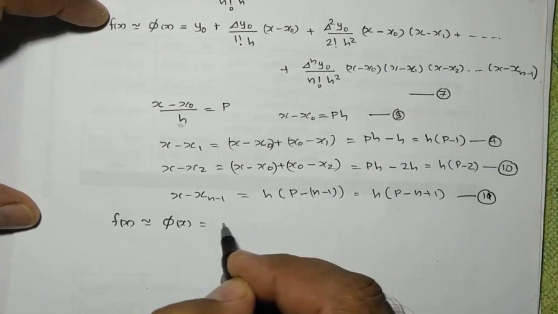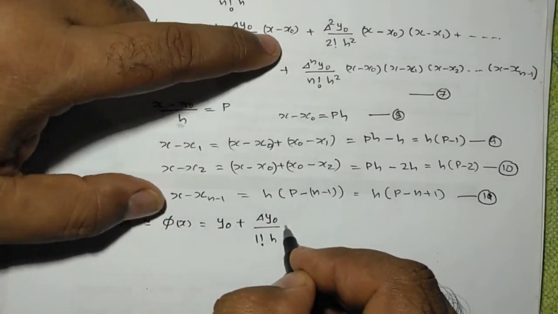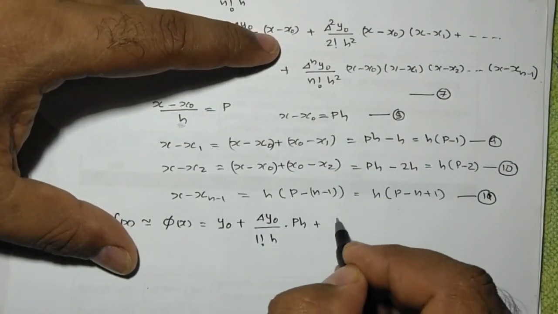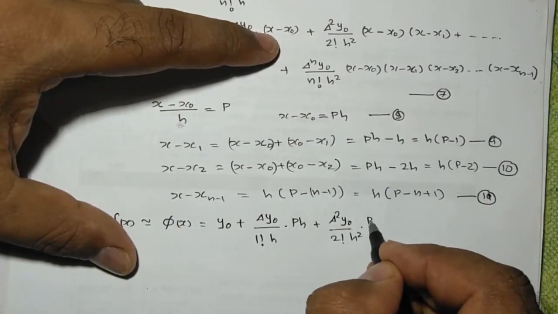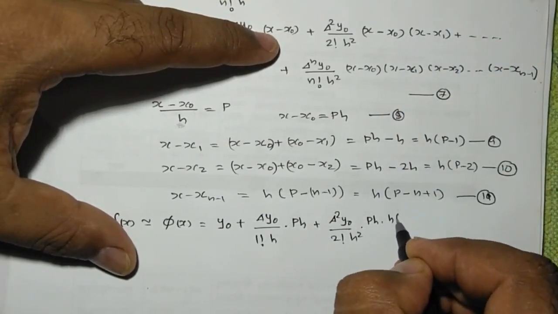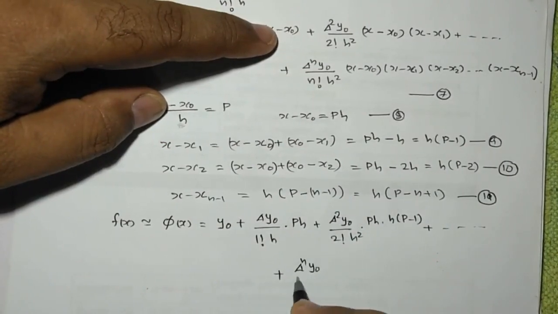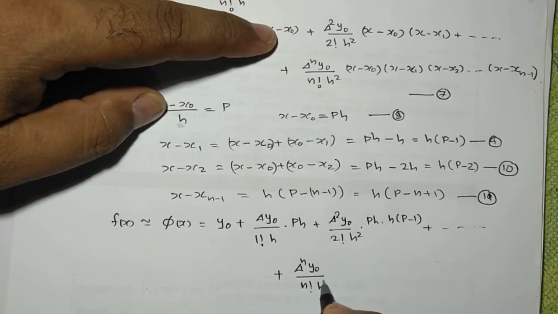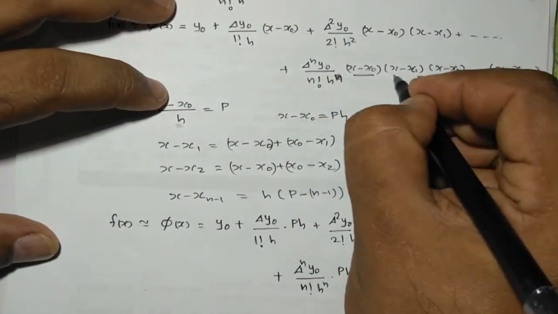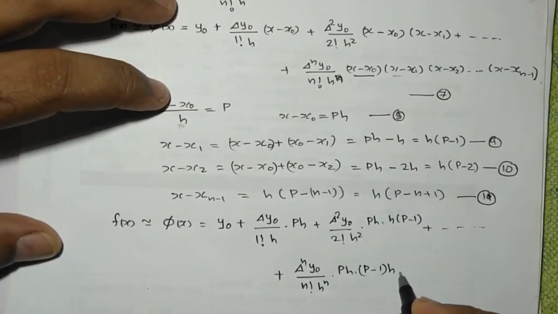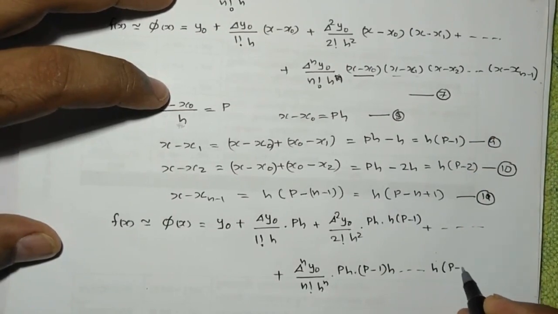to phi of x, equal to y0 plus delta y0 by 1 factorial into h into x minus x0 is ph plus delta square y0 by 2 factorial into h square into x minus x0 is ph into x minus x1 is h into p minus 1 plus etc. plus the last term delta raised to n y0 by n factorial into h raised to n. In fact, this is h raised to n into x minus x0 is ph into x minus x1 is p minus 1 into h into etc. Finally, x minus xn minus 1 is h into p minus n plus 1.